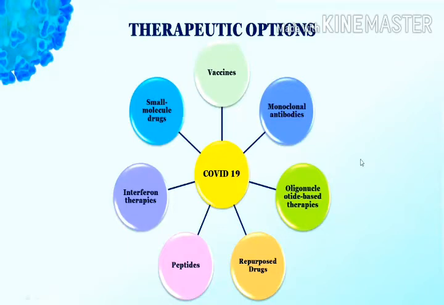So the first option is that anybody, even a layman, can think of: why don't we design a vaccine? Let me tell you that designing a vaccine, at least in the case of viruses, is a very tedious, cumbersome, time-taking process. A huge amount of money is involved. It has to go through several regulatory steps, and only then does a vaccine come to the market.